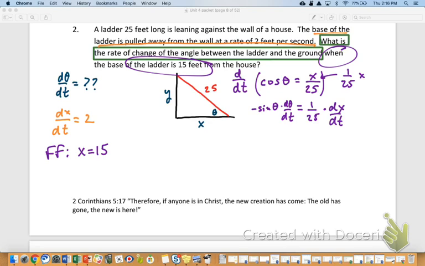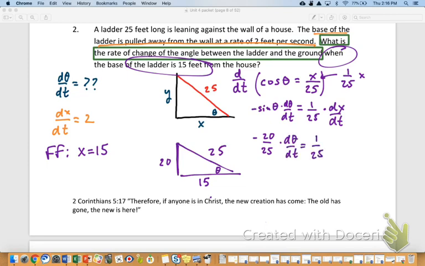So, Zach, what I would do here, so my freeze frame moment is when the base is 15. So at the freeze frame moment, I'm going to draw my triangle at the freeze frame moment. So 25 and 15. If you do the Pythagorean theorem, this is a 20. So this is my theta. So I would just do sine of theta is opposite over hypotenuse. So this would be negative 20 25ths times d theta dt equals 1/25 times 2. Just multiply by reciprocal and you're done. Does that make sense? Yeah.